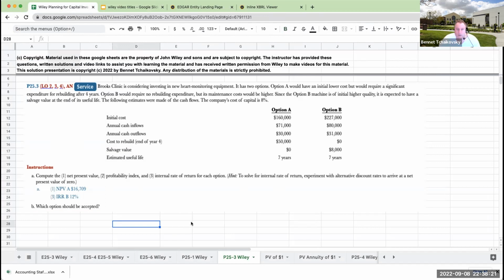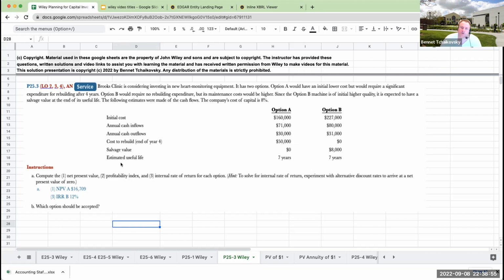So we have Brooks Clinic considering new heart monitoring equipment. It has two options. Option A would have an initial lower cost, but would require a significant expenditure for rebuilding after 4 years. Option B would have no rebuilding expenditure, but its maintenance cost would be higher. Since option B is a machine of higher quality, it is expected to have a salvage value at the end of its useful life. The following estimates were made of the cash flows. The company's cost of capital is 8%.